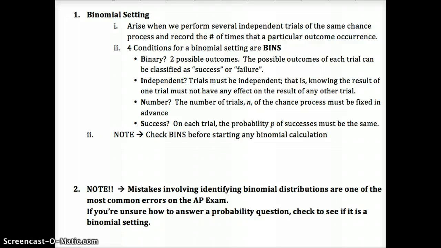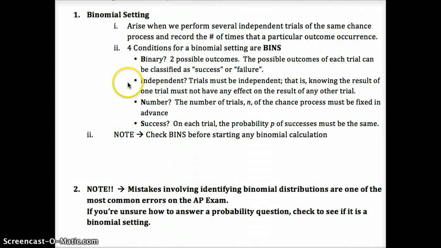So for binomial, we have to check BINS. Binary means there's only two possible outcomes, a success or a failure. In the example of CDs, it's defective or it's not. Independent: each trial must be independent, so one should not affect the next. Number: there's a fixed number of trials decided in advance. And Success: the probability of success on each trial must be the same.